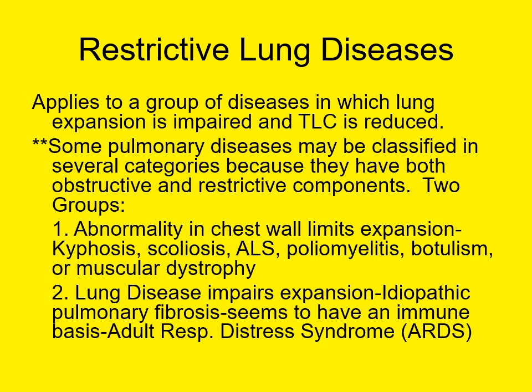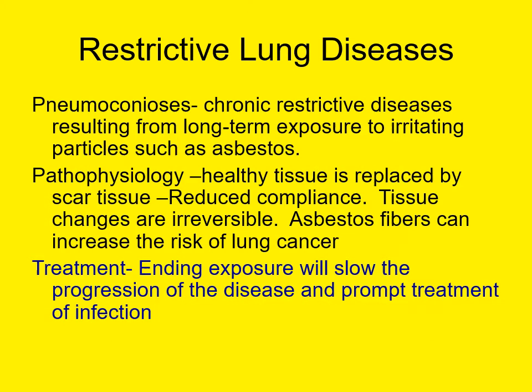Second, lung disease that impairs expansion. Idiopathic, meaning that really is an unknown cause. Pulmonary fibrosis seems to have an immune basis, and adult respiratory distress syndrome. Pneumoconiosis, chronic restrictive diseases resulting from long-term exposure to irritating particles such as asbestos. So the pathophysiology here is healthy tissue is replaced by scar tissue, and then you have reduced compliance. You can't get enough air in because the scar tissue is not elastic like normal lung tissue is. Tissue changes caused are irreversible.